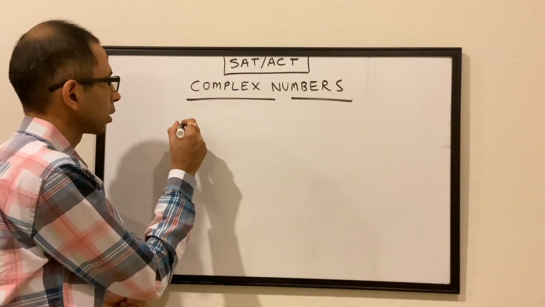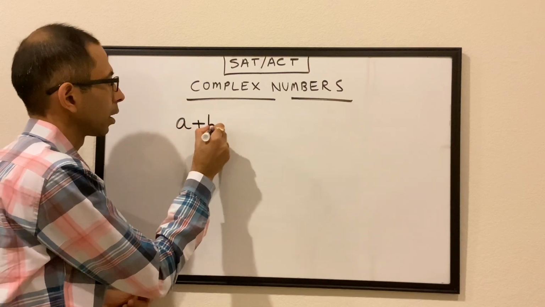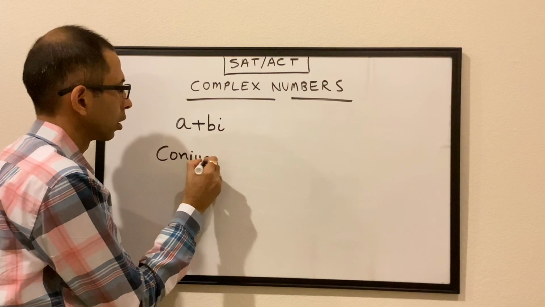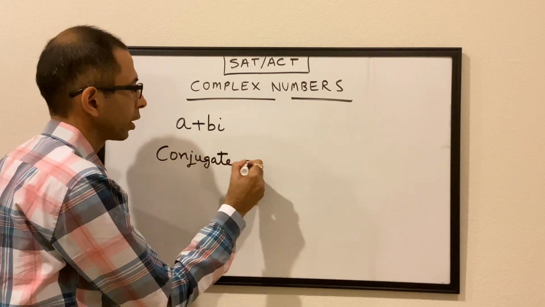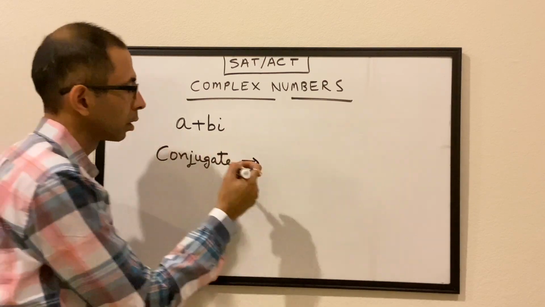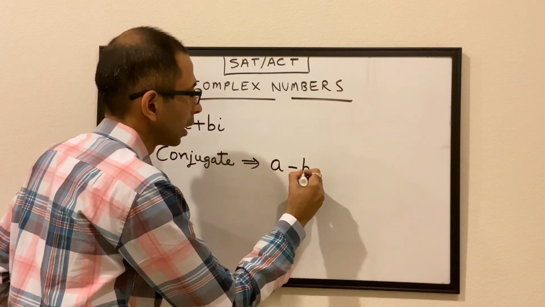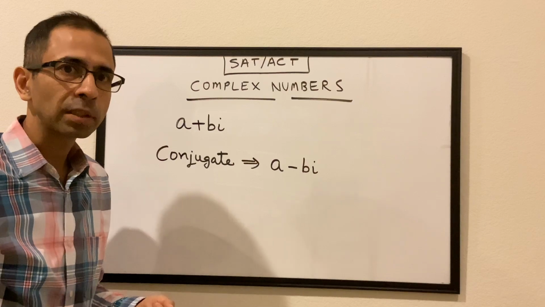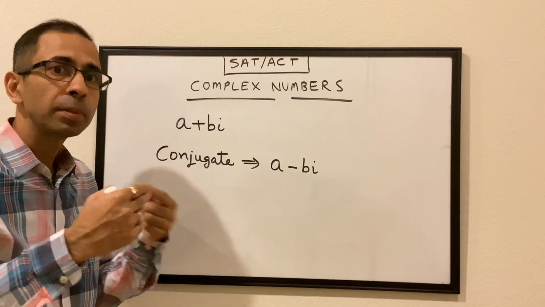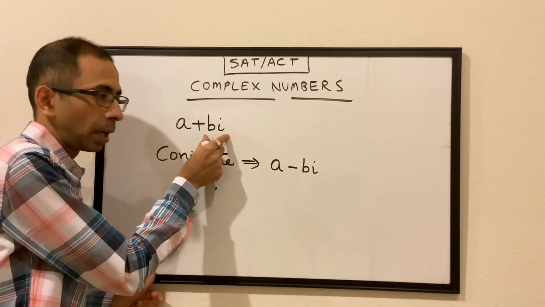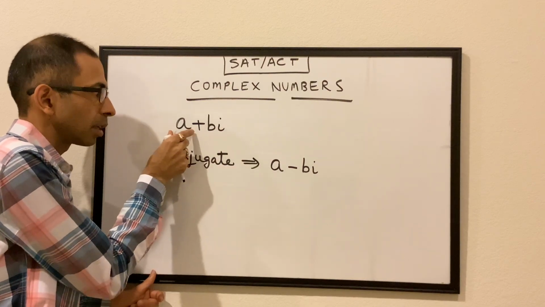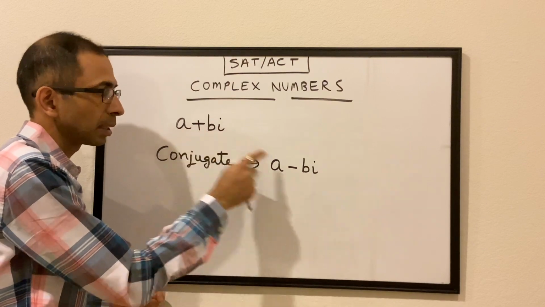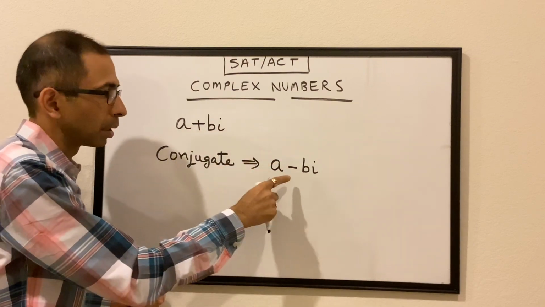So if we have a complex number a plus bi, right, the conjugate of this complex number would be a minus bi. So essentially what we do for finding the conjugate of a complex number is that we flip the sign of the imaginary part, right? Whatever is the sign of the real part, we keep it as it is. We just flip the sign. If this is plus, this becomes minus. If this is minus, it becomes plus, right?